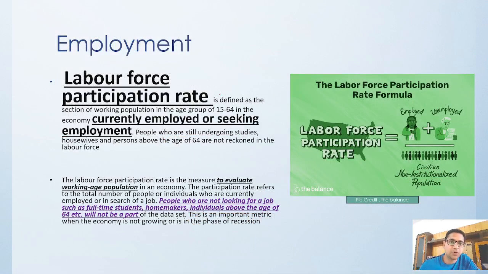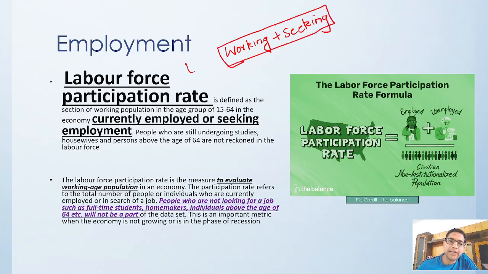Okay. So, labor force participation rate, I just wanted to explain one more time. Currently employed or seeking employment. Labor force: working plus seeking, right? So this is our labor force participation rate. Correct. So those people within the age category of 15 to 64, if they are working or if they are seeking work, they will be part of labor force participation rate, right?